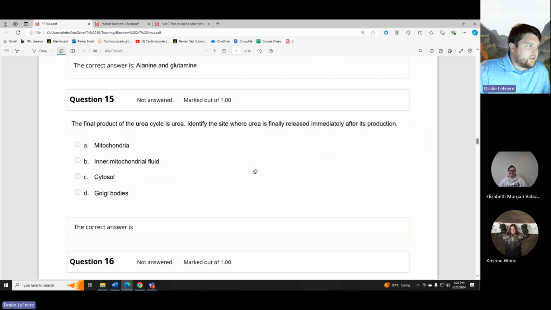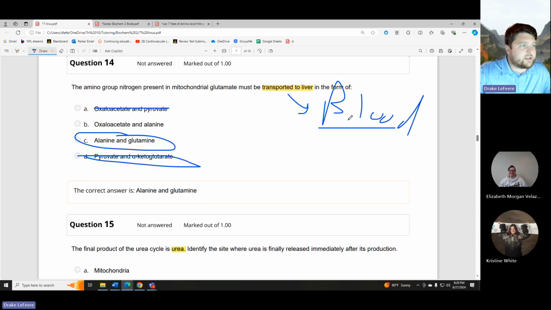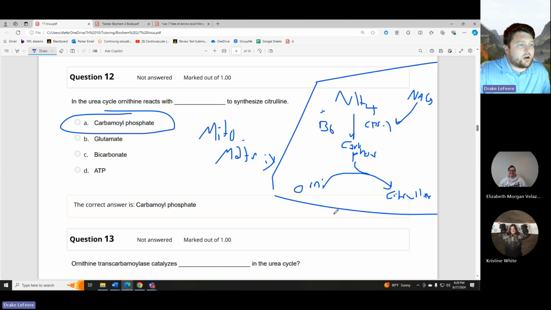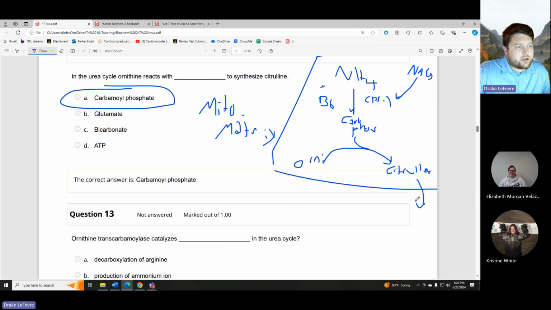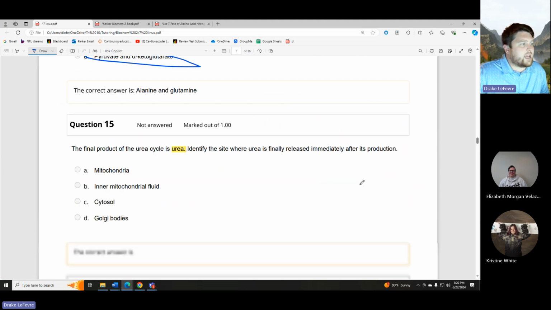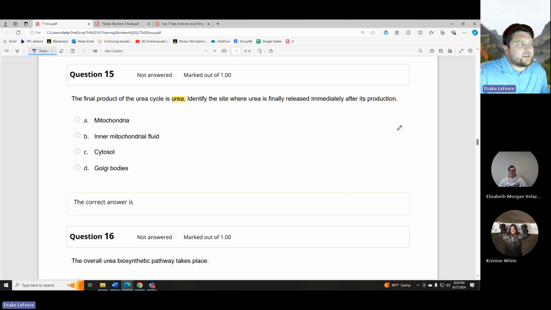The final product of the urea cycle is urea. Identify the site where urea is finally released immediately after its production. So remember I told you, within that cycle, we have all this that happens up here in the mitochondrial matrix, and then the citrulline goes out and the rest of the whole cycle happens. Where does the rest of the urea cycle happen? The cytosol? Yeah, it's in the cytosol.